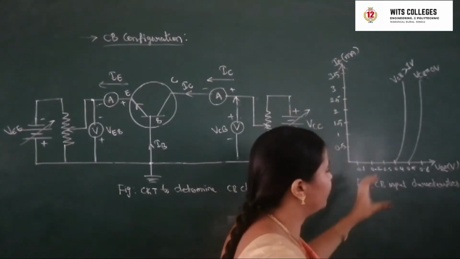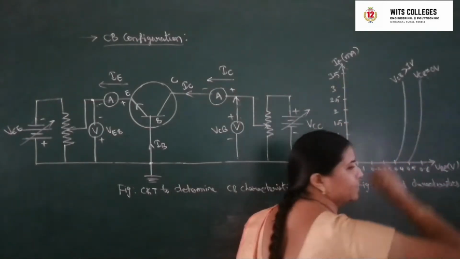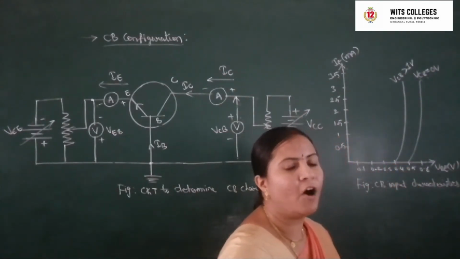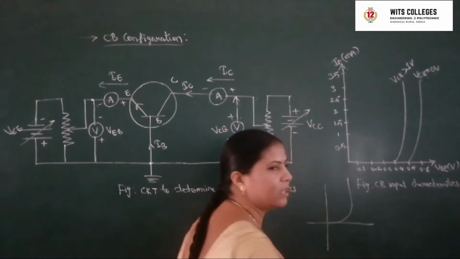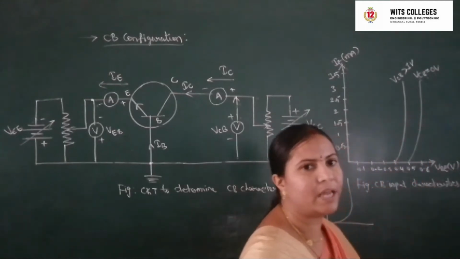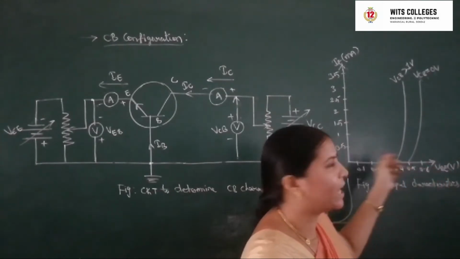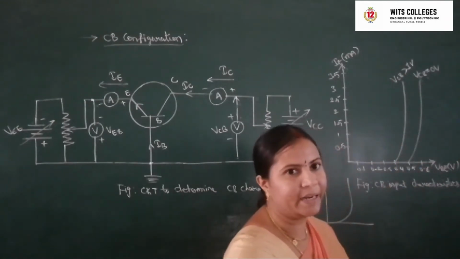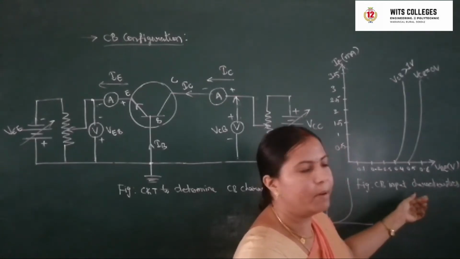If you draw the curve between base emitter voltage and emitter current at constant VCB, you will get a curve like this. This curve indicates the forward biased PN junction diode. Forward biased PN junction diode characteristics look like this, right? So with VCB equals 0 volts, it behaves as a forward biased PN junction diode, where when we increase the voltage, the current increases linearly. It behaves as forward biased linear characteristics, the forward biased PN junction characteristics in the common base input characteristics.